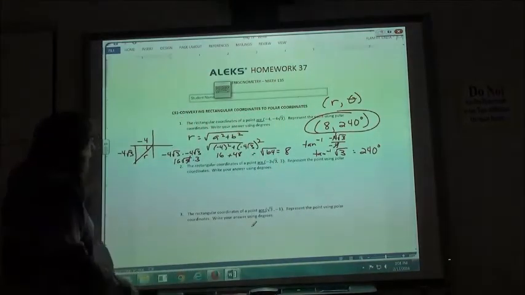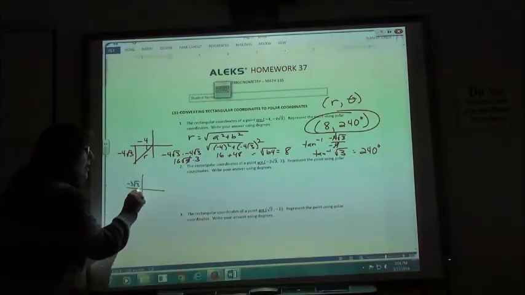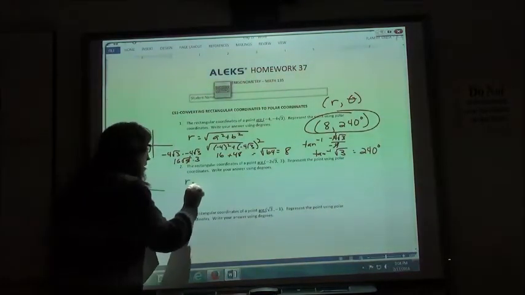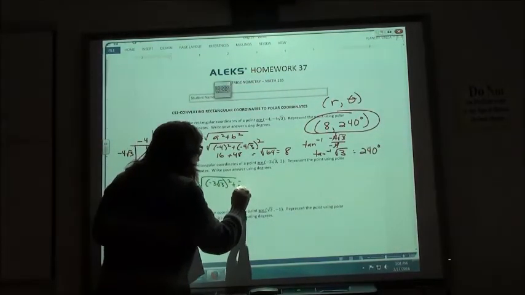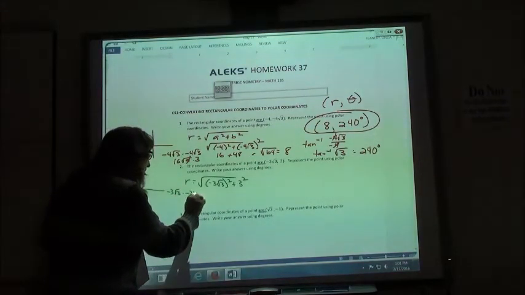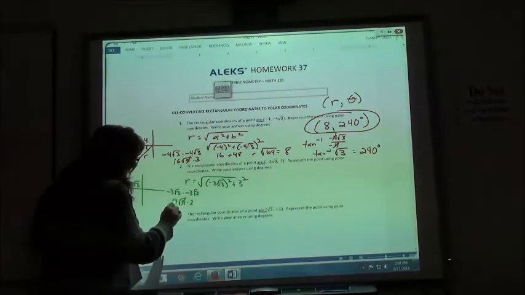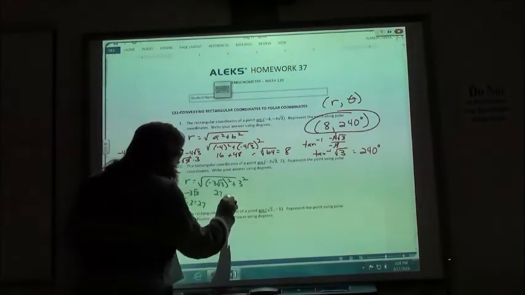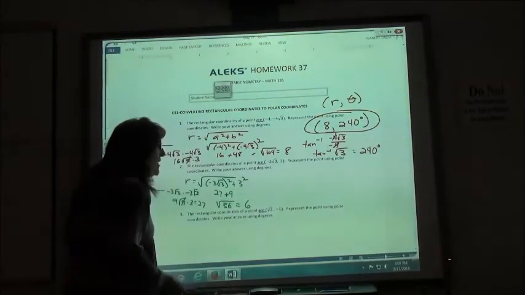So number 2, my rectangular coordinates are at -3 square root of 3 and +3. So this time I'm over here in quadrant 2. R is the square root of -3 square root of 3 squared plus 3 squared. So if I take -3 square root of 3 times the second -3 square root of 3, I get positive 9 square root of 9. Square root of 9 is 3. 9 times 3, 27. I get 27 when I square that. 3 squared is 9. So 27 plus 9 gives me the square root of 36, which is just 6.